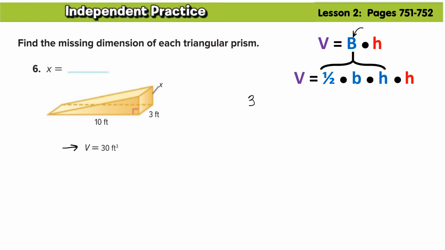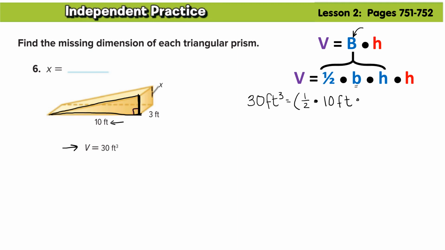So I have 30 feet cubed equals 1/2 times the base of the triangle. So here is my triangle, and 10 feet is the base, so I'm going to multiply that by 10 feet. Now the height of the triangle is going to be perpendicular to the base, so that's going to be right here, and I don't have a measurement for it.